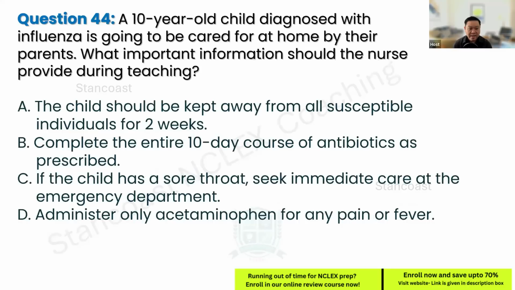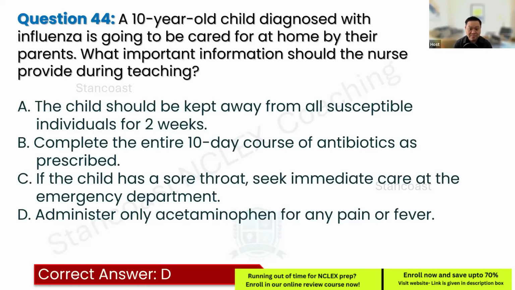Number 44. A 10-year-old child diagnosed with influenza is going to be cared for at home by their parents. What important information should the nurse provide during teaching? A. The child should be kept away from all susceptible individuals for 2 weeks. B. Complete the entire 10-day course of antibiotics as prescribed. C. If the child has a sore throat, seek immediate care at the emergency department. And D. Administer only acetaminophen for any pain or fever. Your answer should only be letter D.